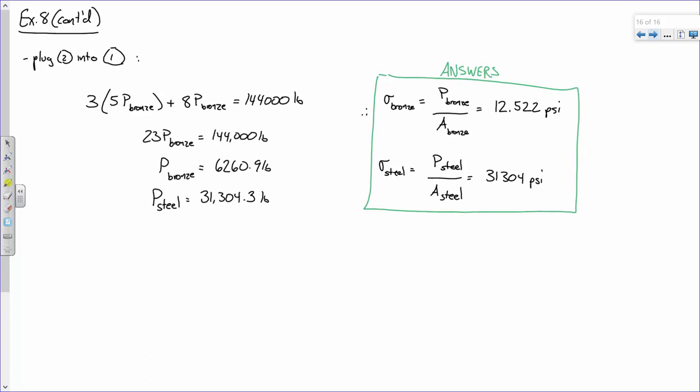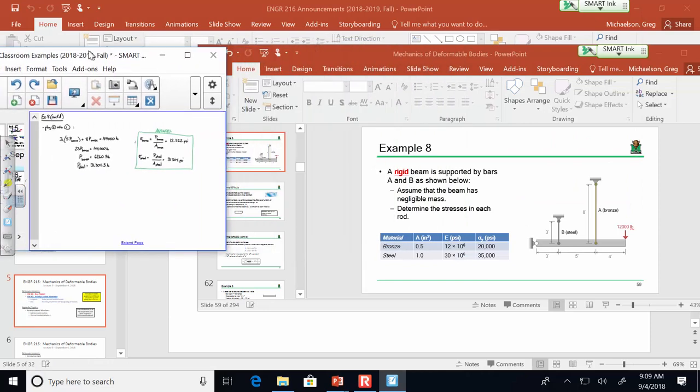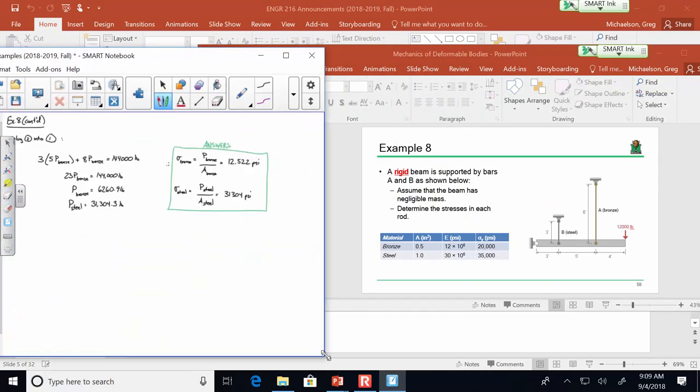So far, so good? That's not bad, right? It's pretty simple. Now, let me ask you this question, and let me bring up the other screen. I don't know if that's easy to see. Have these yielded? No, right? Because the yield stress in the bronze is 20,000 PSI, it's only experiencing 12,000. The yield stress in the steel is 35,000, it's only experiencing 31. So it has not yielded.